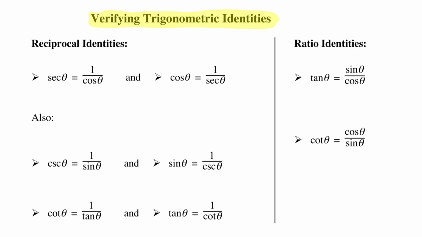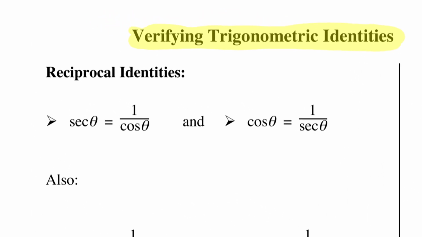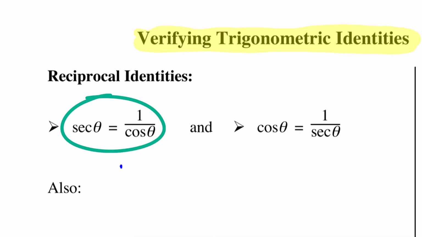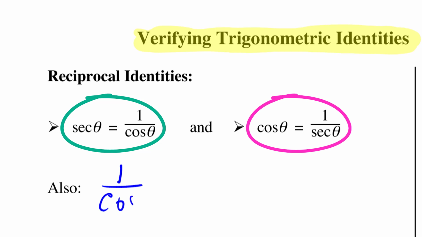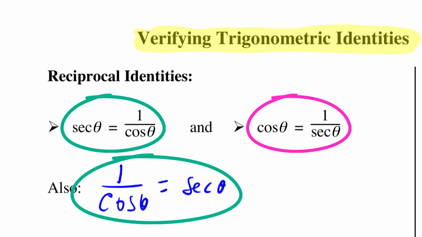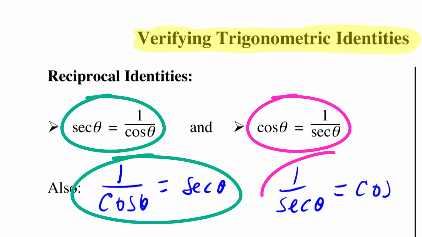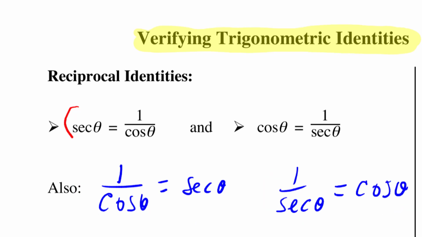Hi, today we're talking about verifying trigonometric identities. We see here reciprocal and ratio identities, and we see that secant theta is 1 over cosine theta, for example, and cosine theta is 1 over secant. Well, we can take either one of these identities and write them in the reverse order. You see 1 over cosine can equal secant, and 1 over secant equals cosine. These identities are the same, they're just written in the reverse order.